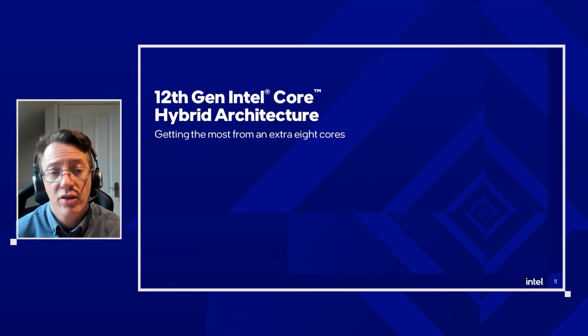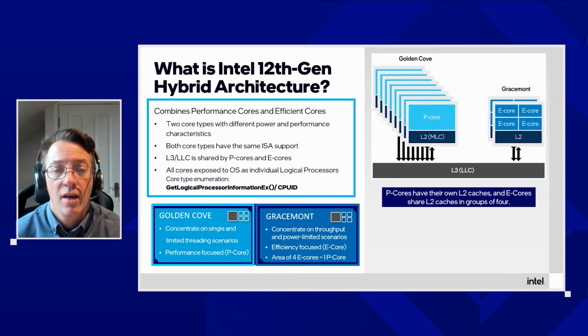So, for the first part of the talk, I'd like to cover bringing Hitman 3 to Intel's 12th generation hybrid architecture. Back in 2021, last year, Intel introduced a new class of CPU, hybrid CPU, that combines two different core types onto a single SoC. Intel refers to these as our P cores or performance cores, which each have their own L2 cache. These are designed around single and lightly threaded workloads, where performance is critical.